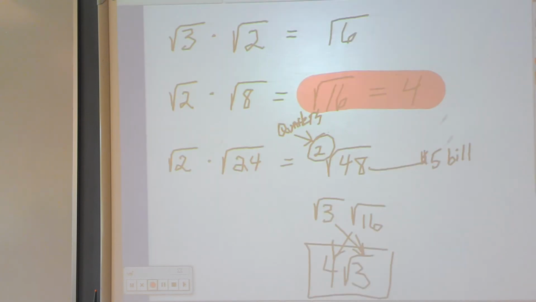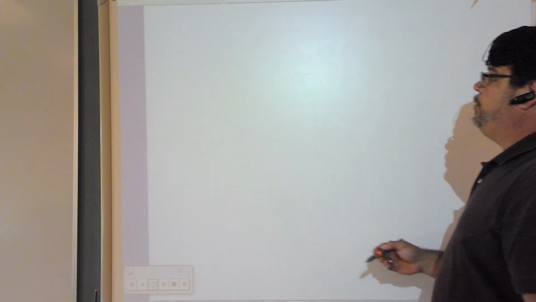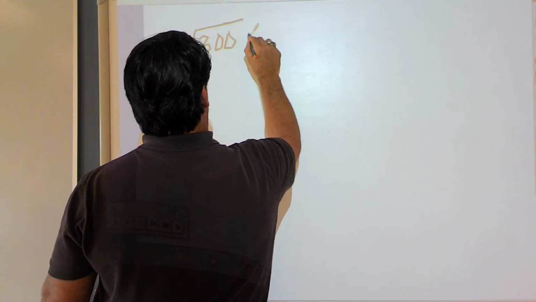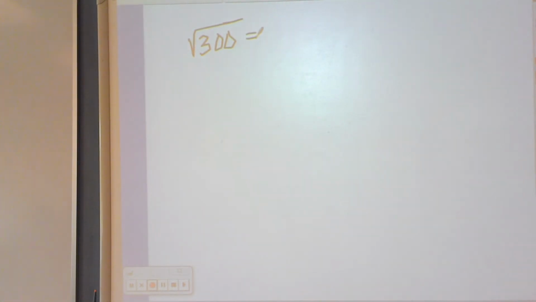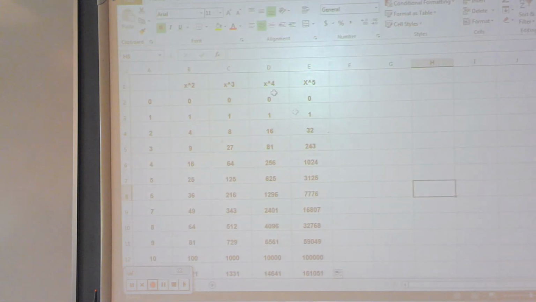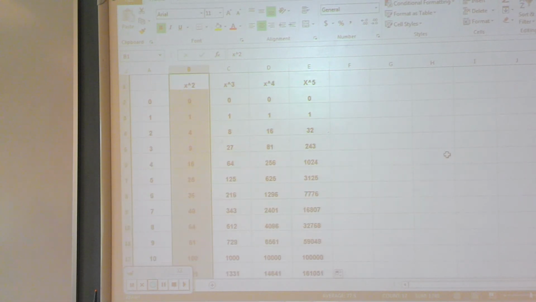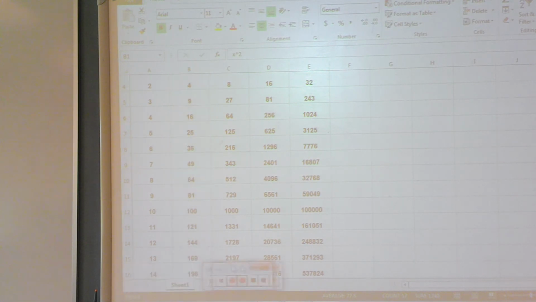Factor the square root of 300. Now, this is what you do. If you've never done this before, this is what you do. Okay, let me go back to my perfect squares. This is a square root, so I need to deal with these guys right here. Okay, everybody with me? Those guys right there. Move this over here.